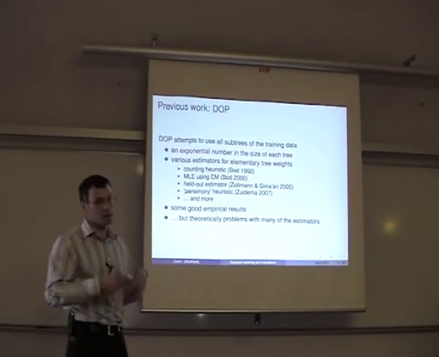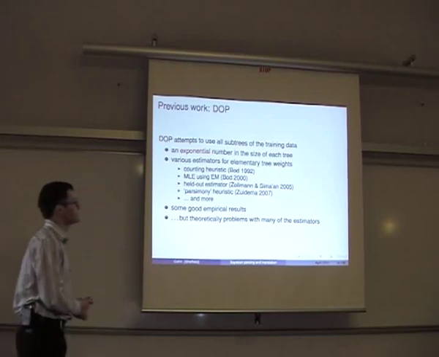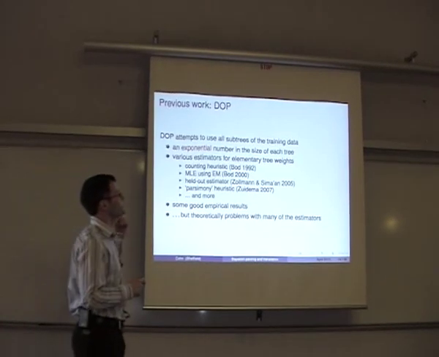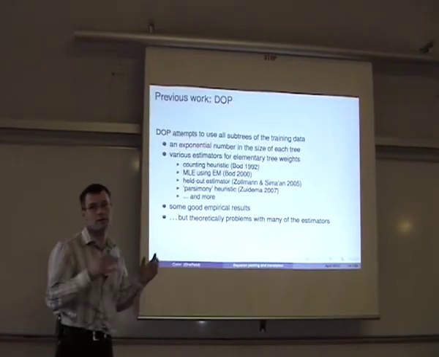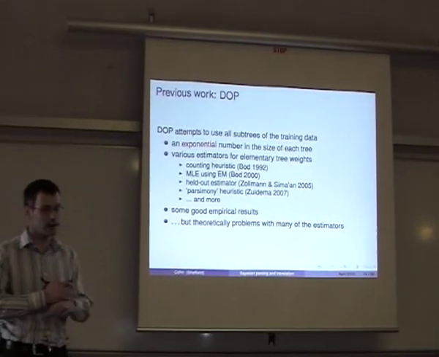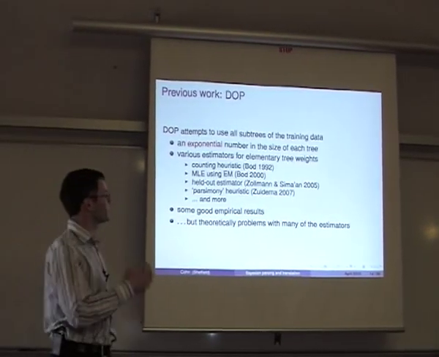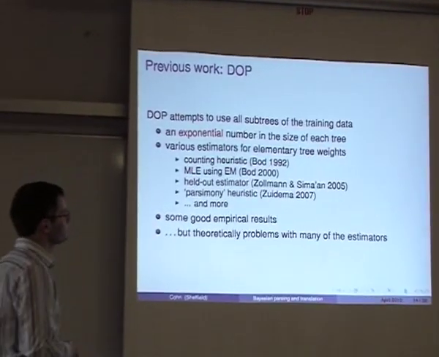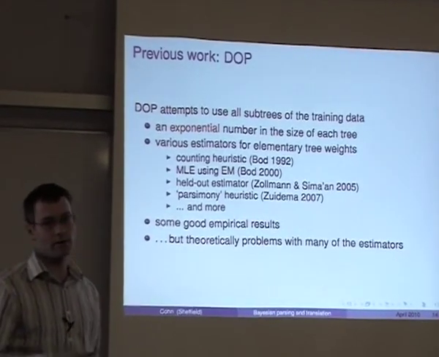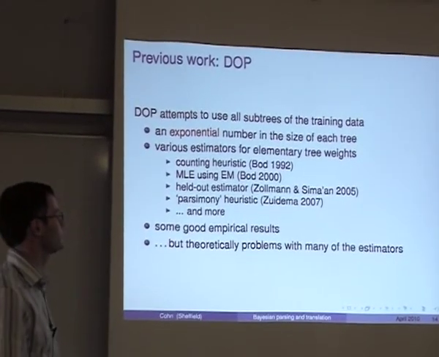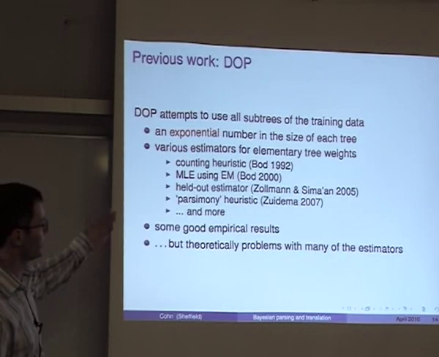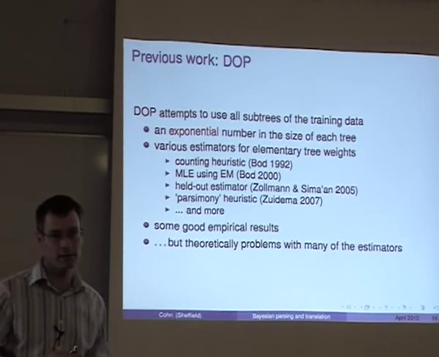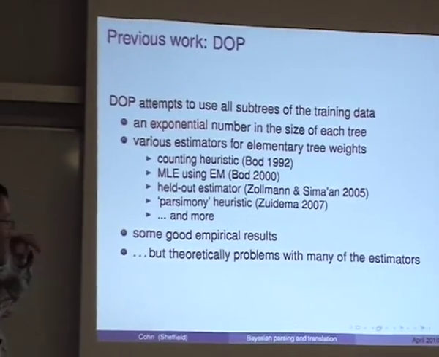So just to compare with DOP, which is the main body of literature on tree substitution grammar, it has a stated aim of using all subtrees in the training data. You give it a training set, it cuts it up in the exponential number of ways that it can, gets statistics from all of the trees and uses them in order to parse. There are an exponential number of these subtrees, so this is a problem for DOP, and there are various ways of addressing that. There are almost more estimators than I could fit on a slide, so I've just put the predominant ones here.